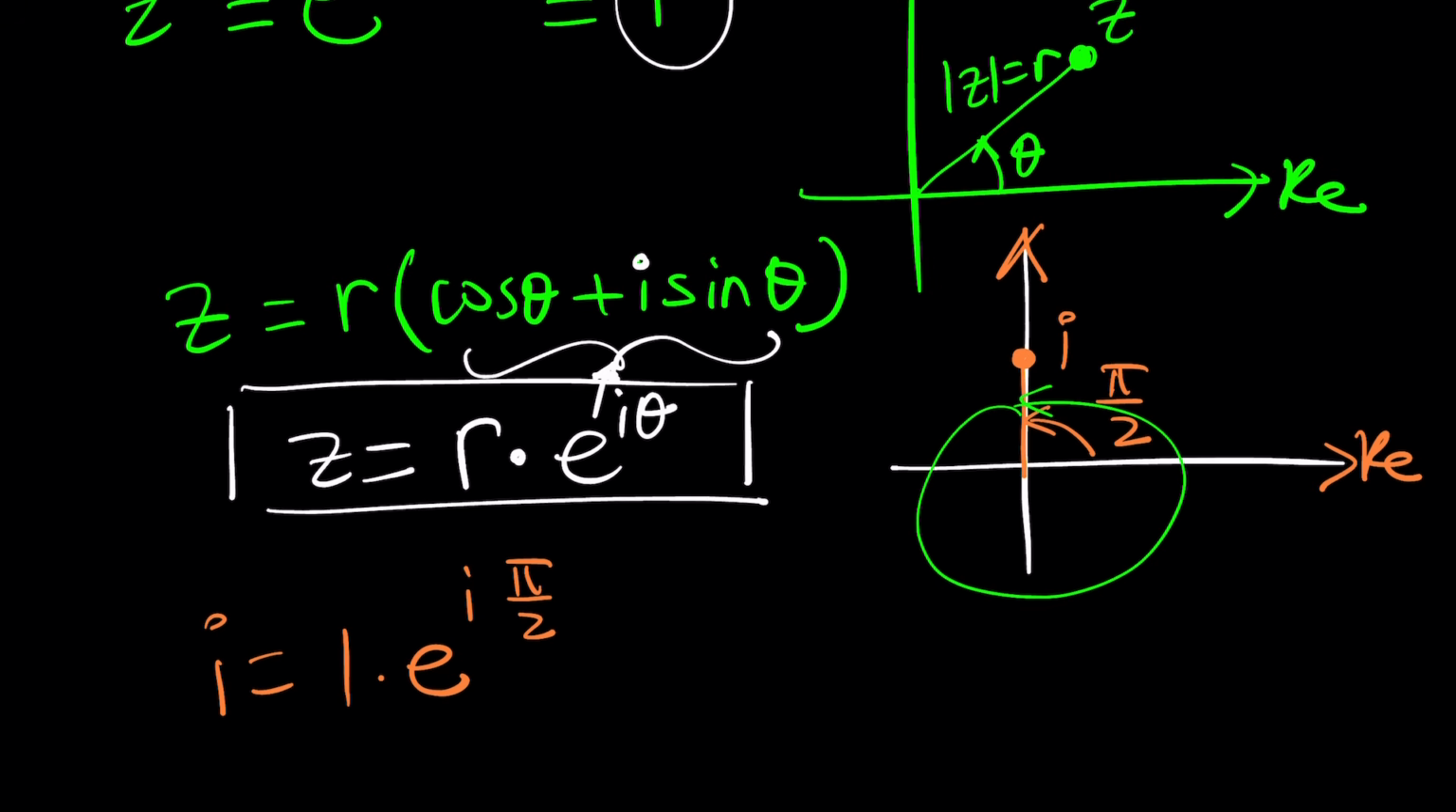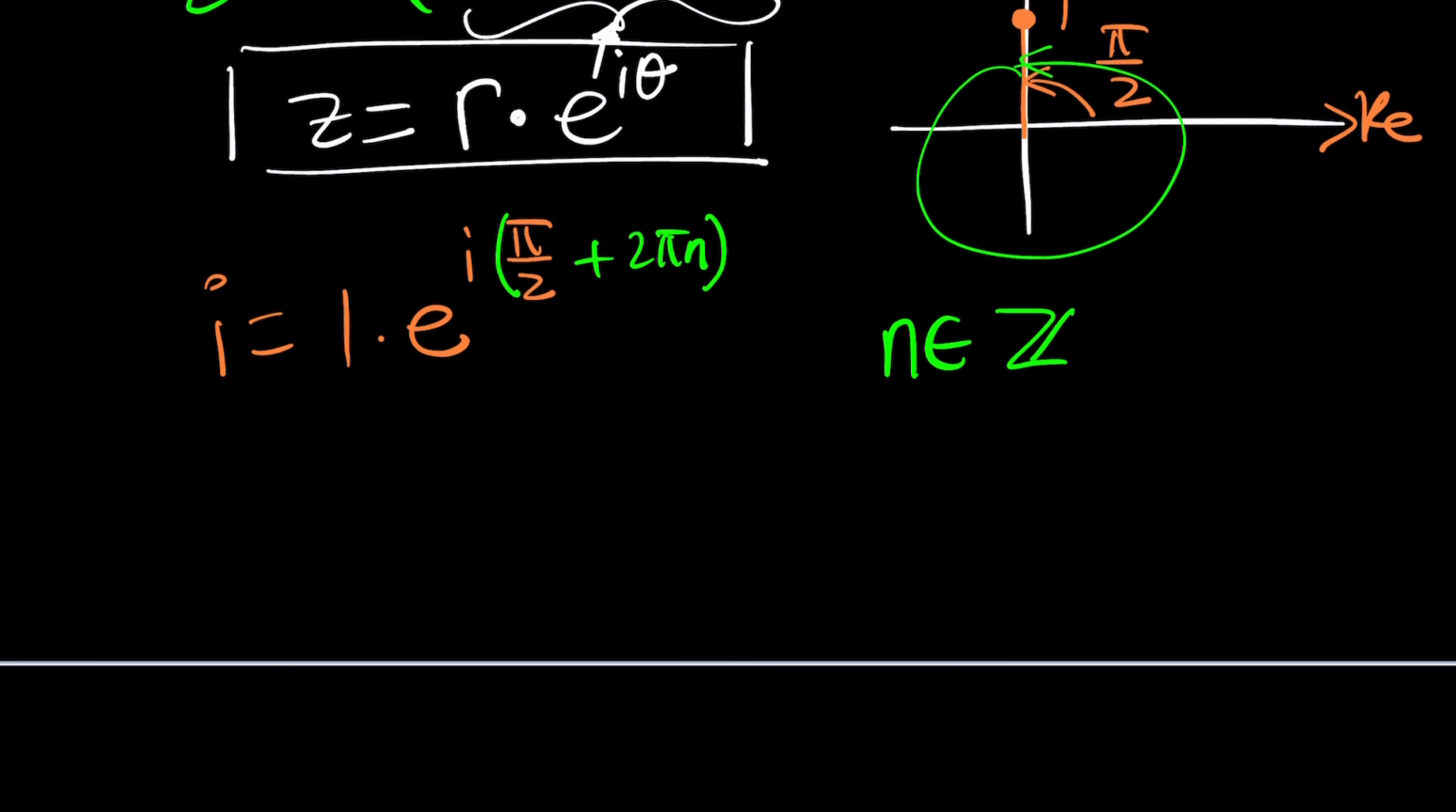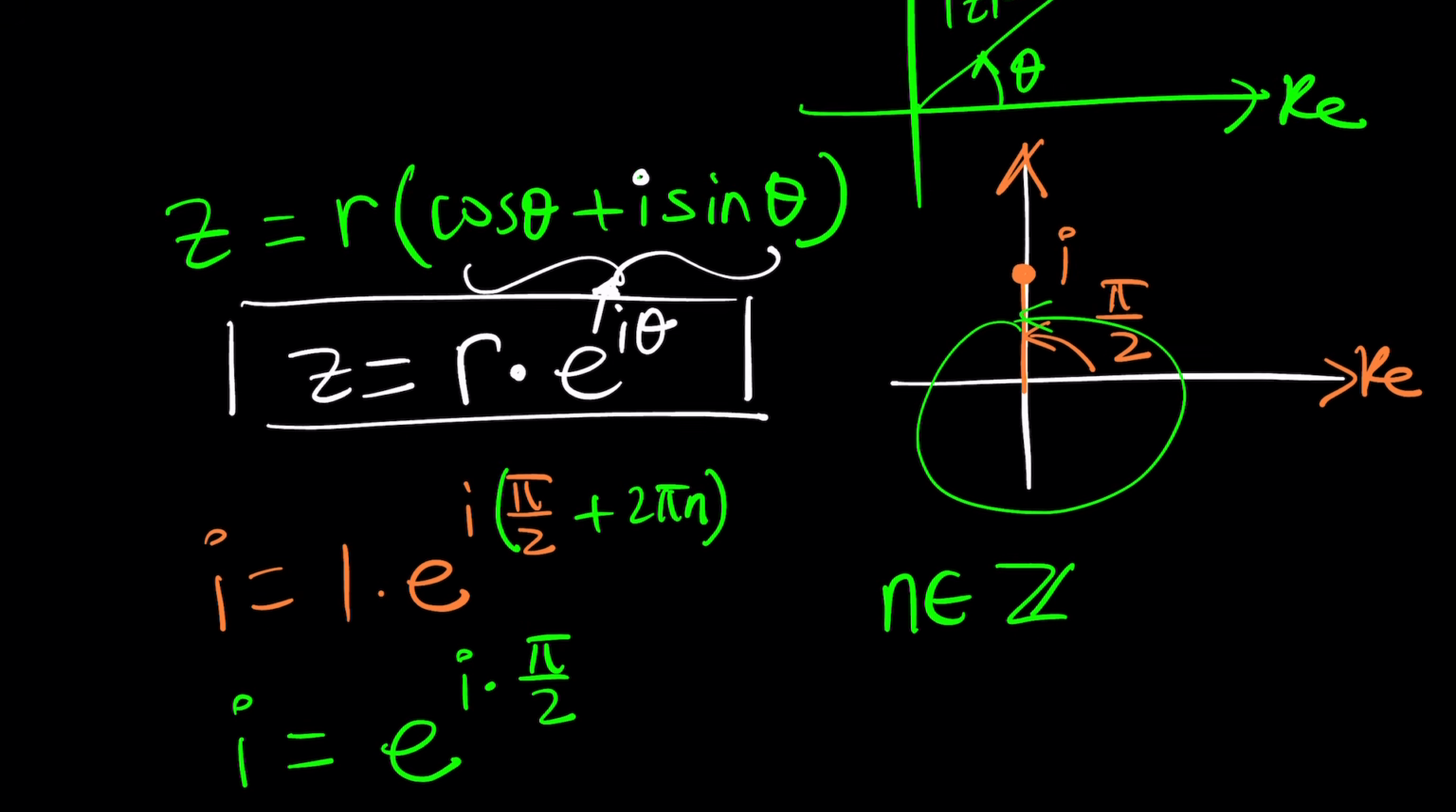What is that supposed to mean? We can actually write down or add a 2 pi n here, where n is an integer. Positive or negative doesn't matter, okay? But to keep things a little simpler, let's just use the principal value of i, which is e to the power i times pi over 2. This is going to make our life a lot easier. If you want to proceed with more complications, go ahead and do so.